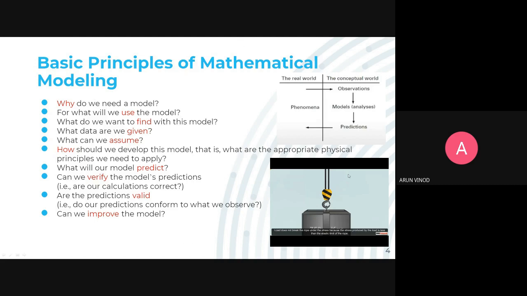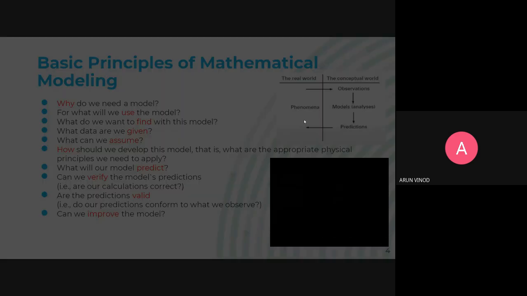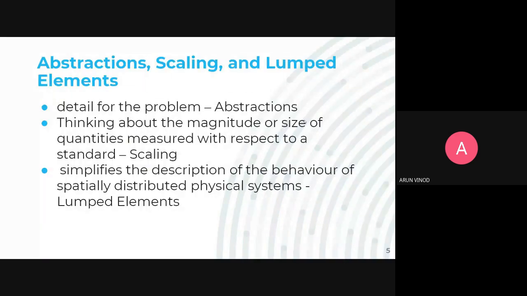So ultimately you have a real world phenomenon, you design a mathematical model and you apply it to the real world phenomenon. Observing, modeling, predicting, and then applying. This is the basic principle of mathematical modeling. What do you mean by abstractions? Abstractions, scaling, and lumped elements. In mathematical modeling, first we should know about these three major terms. Let us discuss what they mean.